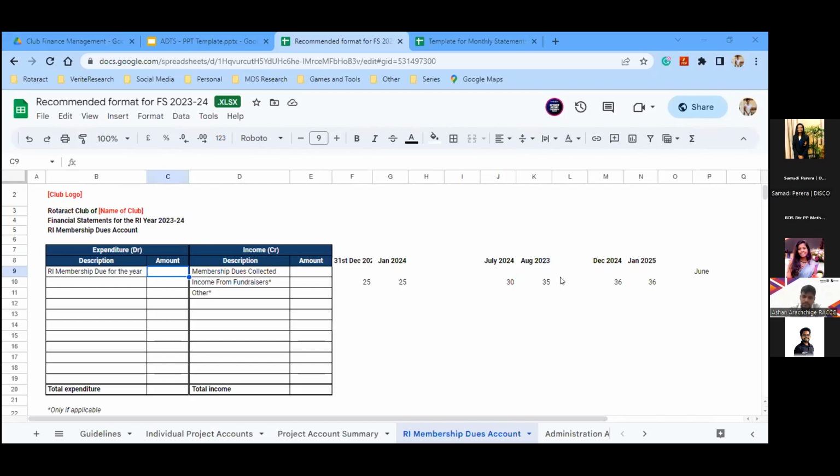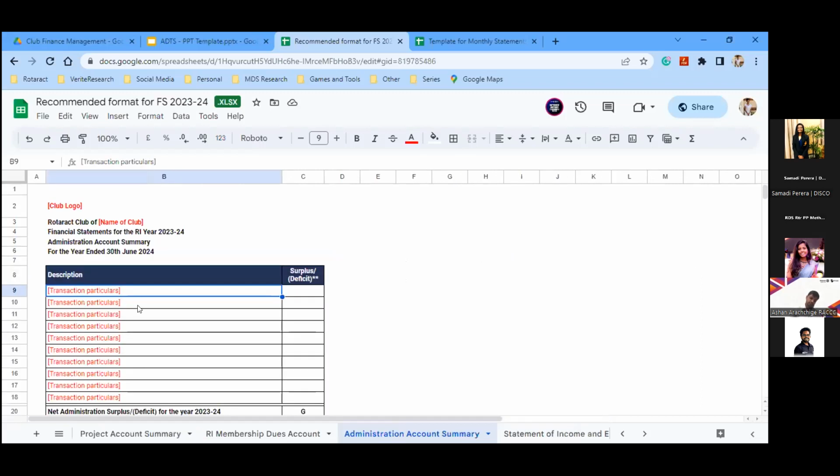When it comes to USD, I would suggest that you take an average rate because the currency rate changes all the time. And anyway, the rate is decided by Rotary. So basically take an average rate for that month if you're going to make a provision for that.